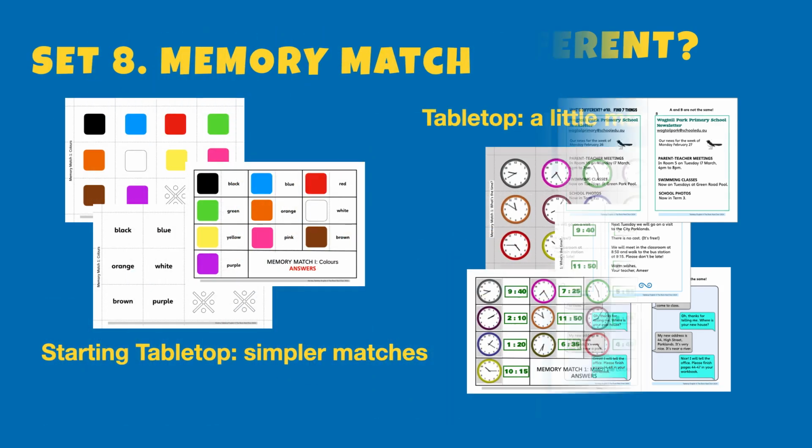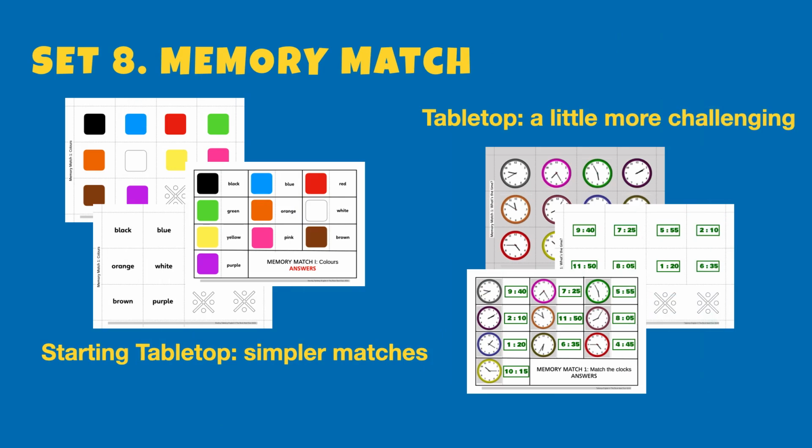And now going on to set 8. Memory match. This refers to the memory game that you may know as concentration or Pelmanism. This is where you turn all cards over face down and then the first player picks up 2 cards. If they get a pair, they have to read out the words and they keep the cards. But if they don't get a pair, they put them back in the same place.